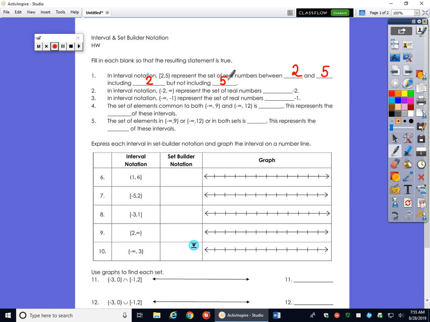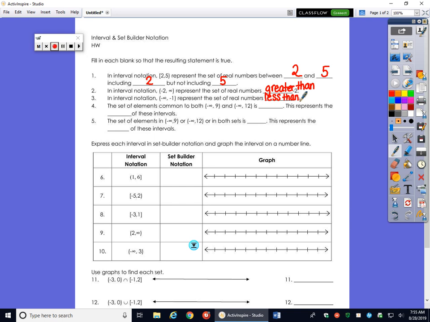In interval notation, parenthesis, -2, comma, infinity, parentheses represents the set of real numbers. If you're going from -2 to infinity, then you're getting bigger. So this would be greater than -2. In interval notation, parenthesis, -infinity, comma, -1 represents a set of real numbers that is less than, because you're coming from -infinity all the way up to -1. So all the numbers are smaller than -1.